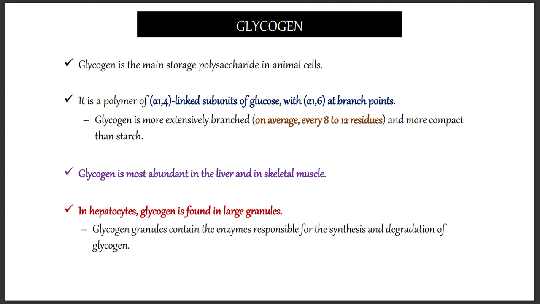It's going to be more in the liver and skeletal muscles. And the reason for that is in the skeletal muscles, you need to be breaking down this glucose so that you can use it when you are doing your exercises. You need a lot of glucose to be available for energy production.